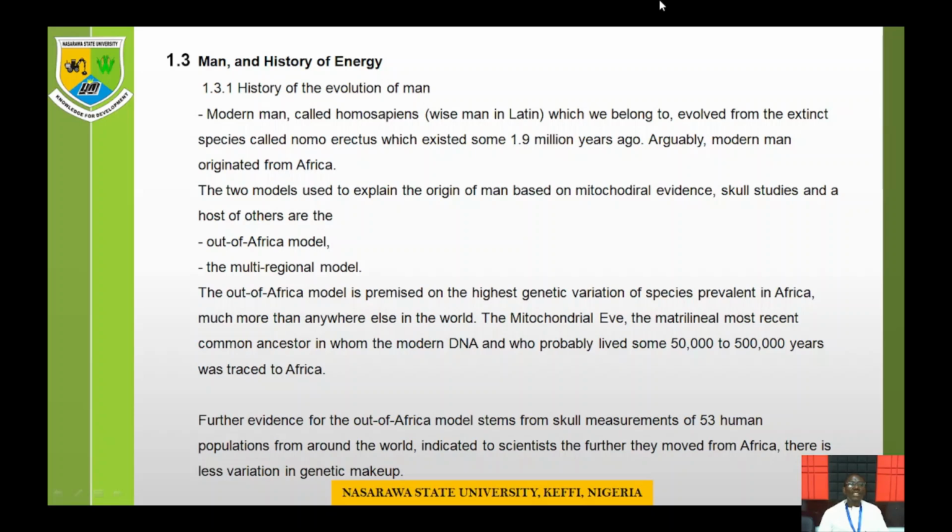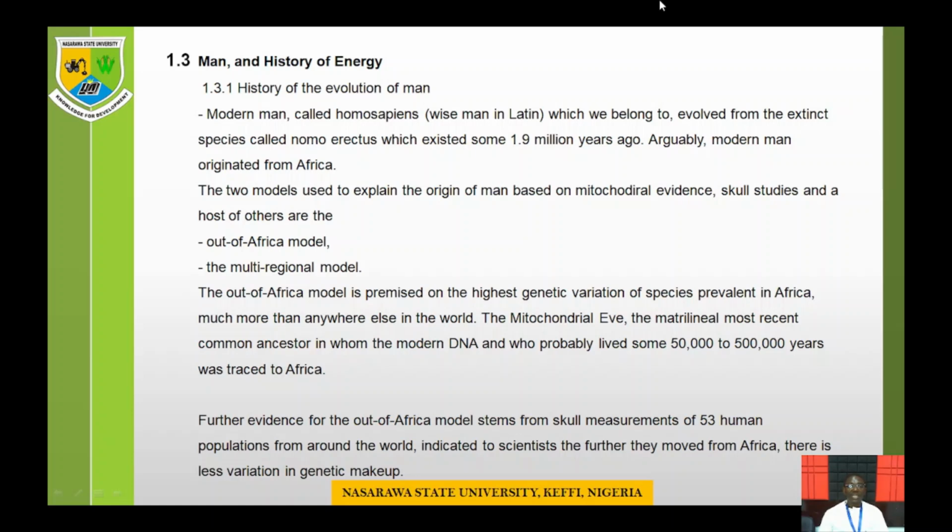The history and evolution of man is based on 2 main models: the Out of Africa model and the multi-regional model. We are told that modern man, called Homo sapiens, or wise man in Latin, evolved from the extinct species called Homo erectus, which existed some 1.9 million years ago. Arguably, modern man originated from Africa.